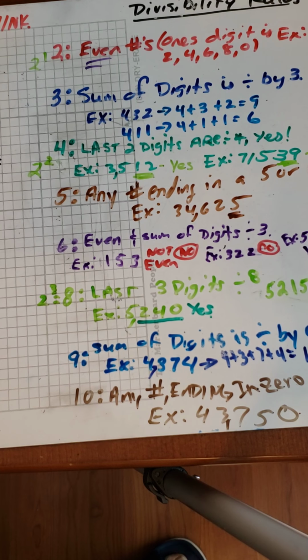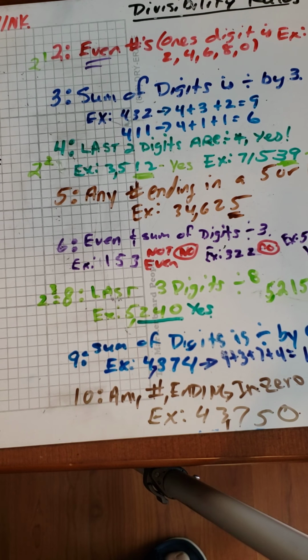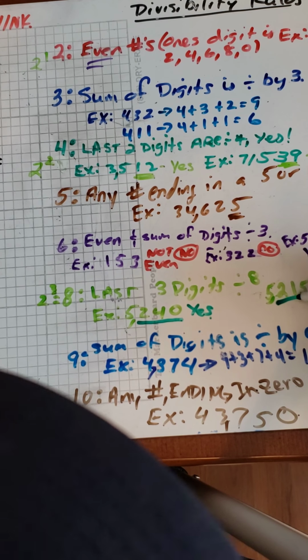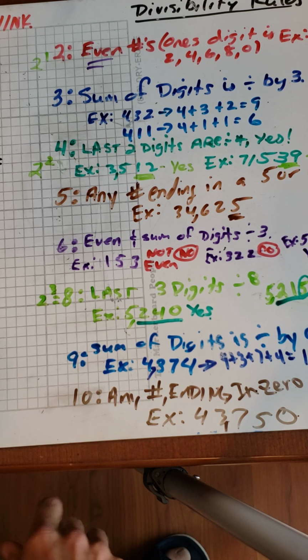Okay, 5,215. So the question is, does 8 go into 215? So I'm trying to figure out what number multiplied by 8 gives me 215. If I don't know that off the top of my head, this is what I'm going to divide. I'm going to do that division real quick and see if it works. But I know right now that no, it doesn't, because there's no number you can multiply by 8 that ends in a 5. So I know it's not going to work.